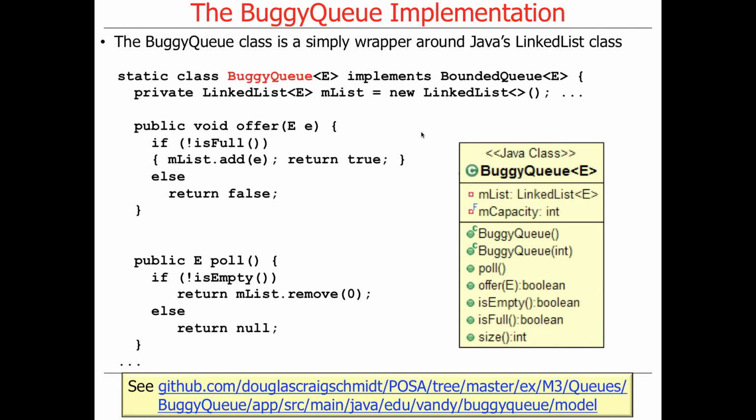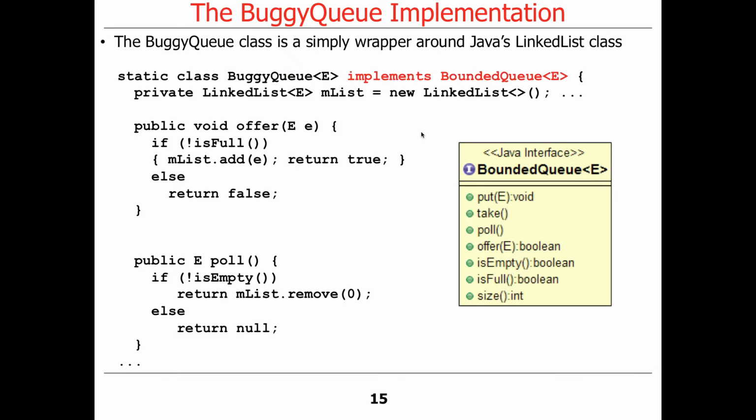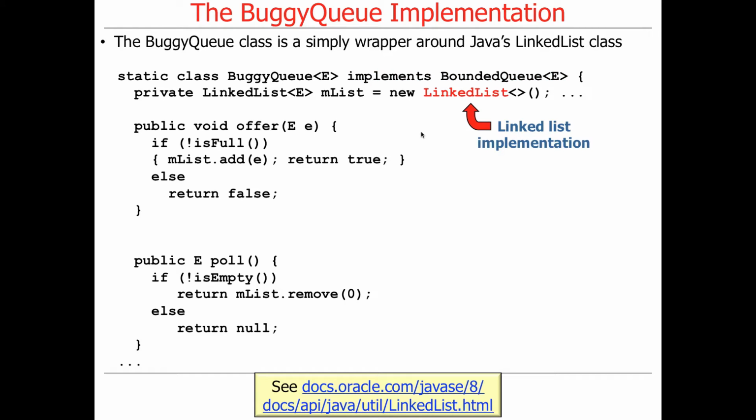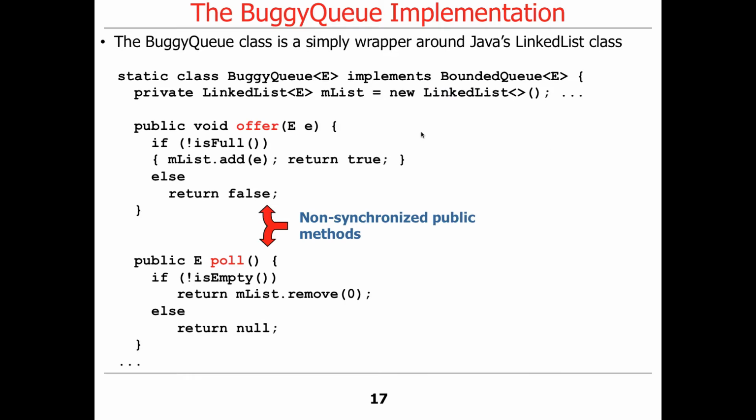Now let's talk a bit about the implementation of the buggy queue, and you'll see why it's buggy in a second. So here's the implementation. Buggy queue implements bounded queue, this interface. I'm only going to show you a couple of the methods here. Under the hood, it's implemented as a linked list. And notice that offer and poll are non-synchronized public methods.